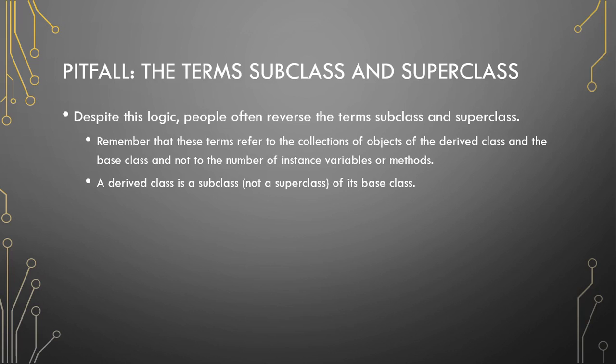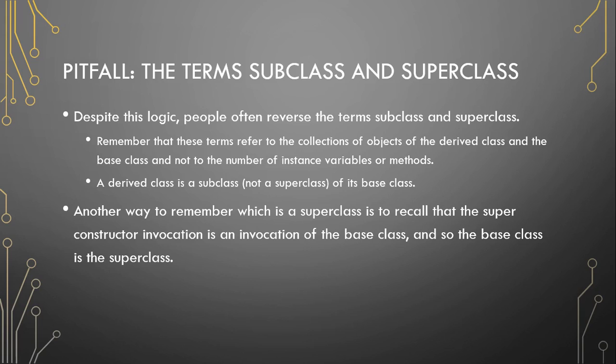You start with your ancestor, and then it spreads out. Right? So the ancestors are the superclasses because you go up the family tree. If you want to think about it that way, rather than spreading out, it's starting at the top, spreading down, rather than starting at the ground and working its way up. Another way to remember which is a superclass is to remember that the superclass invocation is an invocation of the base class, and so the base class is the superclass.